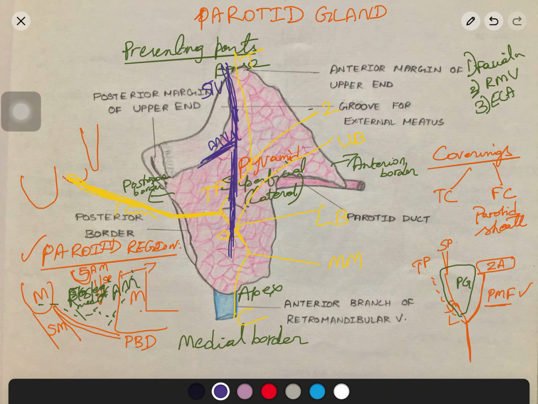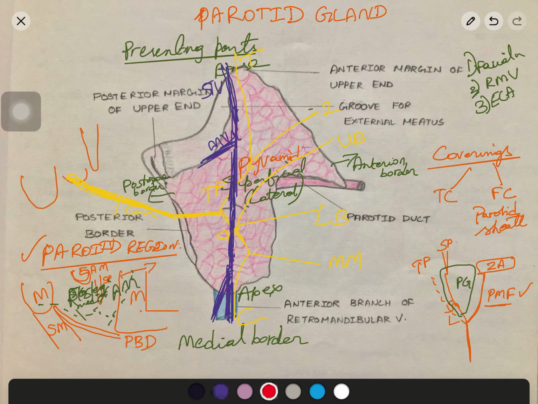So if this is the retromandibular vein, it lies deep to the facial nerve, so you have to draw it with a dotted line. For understanding, I have drawn it with bold lines, but you have to draw with dotted lines beneath the facial nerve. Then it divides into anterior and posterior divisions of the retromandibular vein, which pass through the apex of the parotid gland. So this completes the second structure inside the parotid gland.